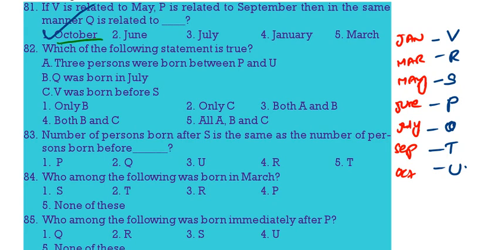Which of the following is true? 3 persons are there between P and U. Q was born in July. The second one is correct. V was born before S. The third one is correct. Both B and C.